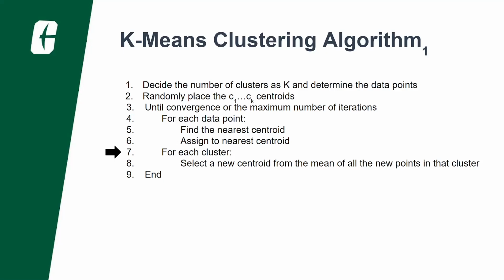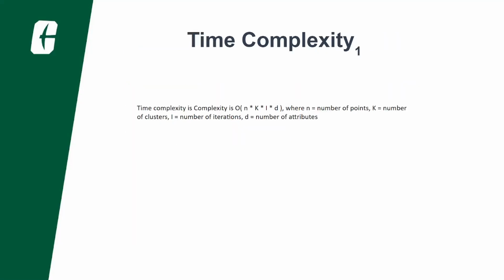And what that's going to do is check to see if there's any reassignment within the model, and if there is not, then you have reached convergence. And if there is, but you've reached the maximum number of iterations, then that algorithm is going to end. So like I said, not super complicated and pretty easy to implement.